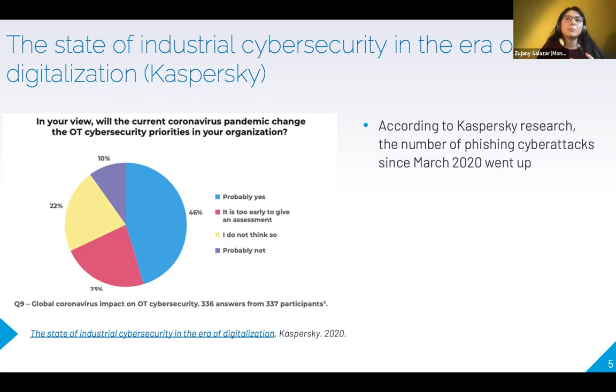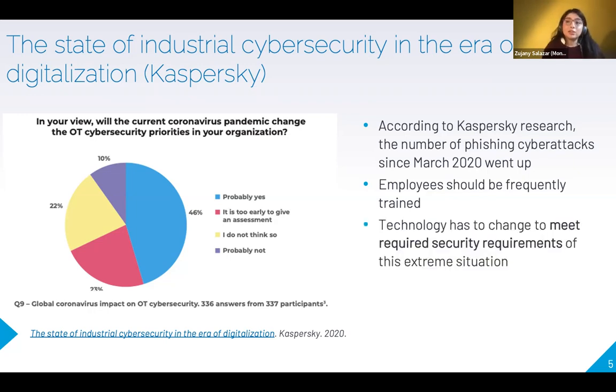For example, many times they do not have antivirus or firewalls, or even more, the employees could make mistakes, like deciding to work remotely from a public network, like in a Starbucks coffee. So it is important that employees should be frequently trained to perform this kind of remote work, and the technology has to change to meet the security requirements of this extreme situation.